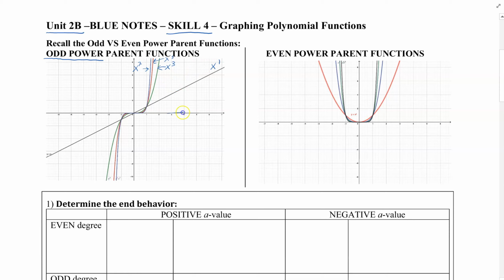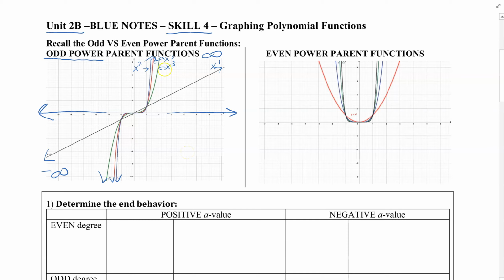On the right side, as x was going to the right, the ends of these graphs were going up. We say the y values were approaching positive infinity. But on the left side, they were approaching negative infinity. They were all pointing down. So the right end and the left end of the graphs are going in opposite directions. That's the main thing we noticed about odd parent functions.